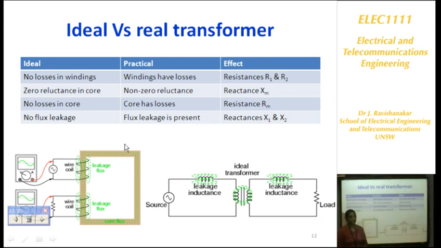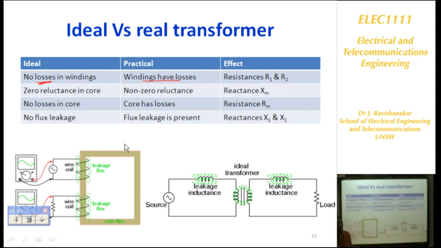Now, what is the difference between an ideal transformer and a real transformer? If you take an ideal transformer, we have assumed these four conditions. One is no losses in the windings. But in a practical transformer, the windings will have losses. Now, how do we account for the losses happening in the windings?